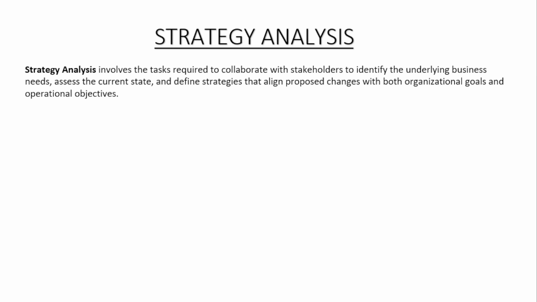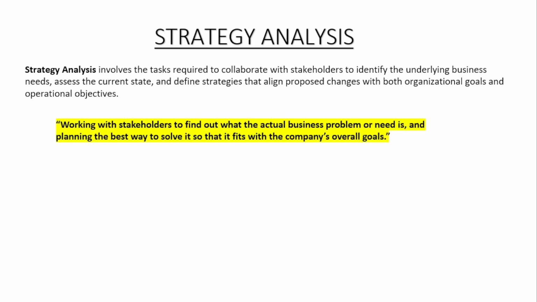Then the fourth one, strategy analysis, a very critical knowledge area. Here the BA works with the stakeholders to understand the core business need. You assess the current state, identify gaps or problems, and help define the best strategy that aligns with both operational and organizational goals. In simpler terms, working with the stakeholders to find out what the actual problem or need is, and planning the best way to solve it so that it fits with the company's overall goals.